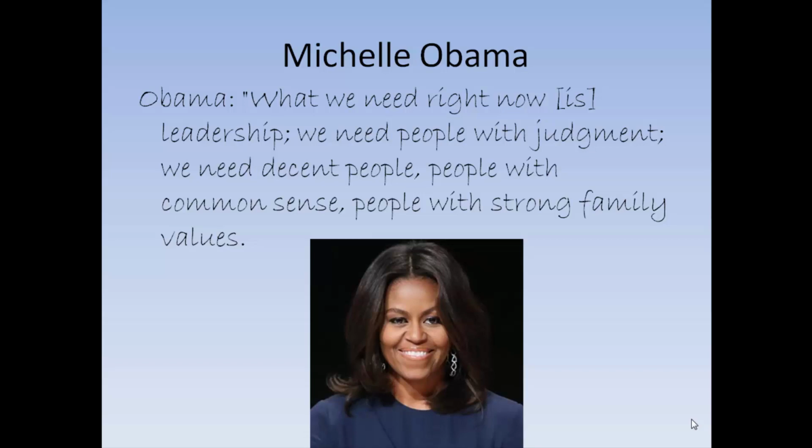Michelle Obama. So what we need right now is leadership. We need people with judgment. We need decent people, people with common sense, people with strong family values.